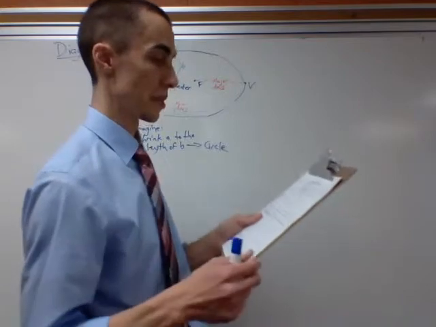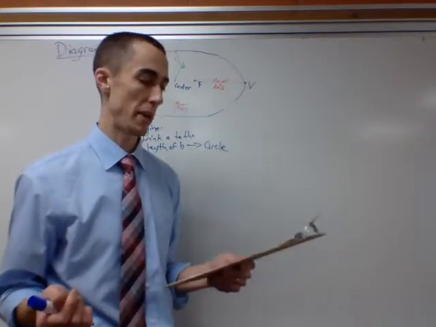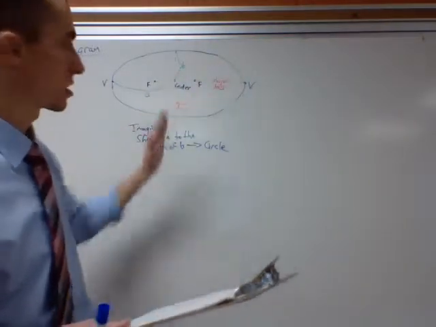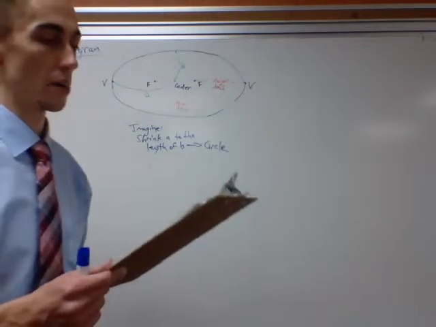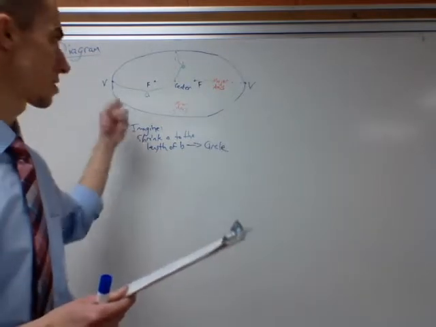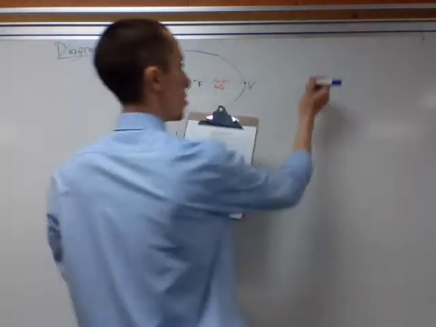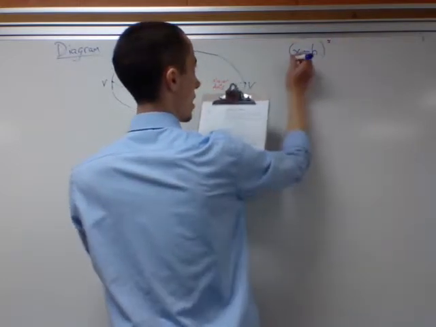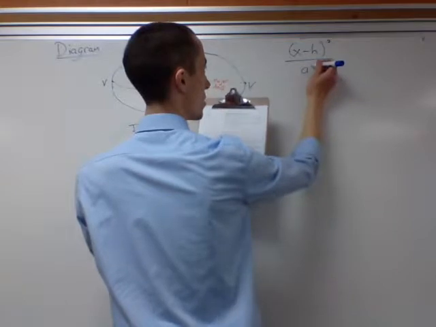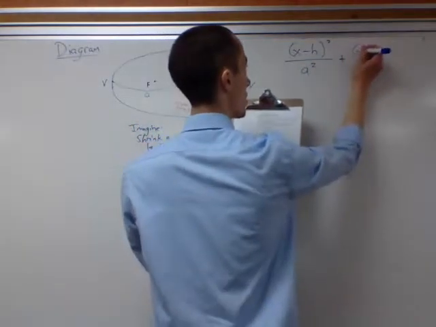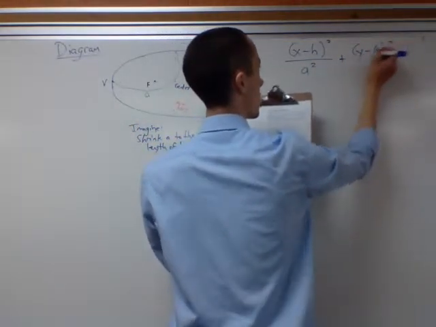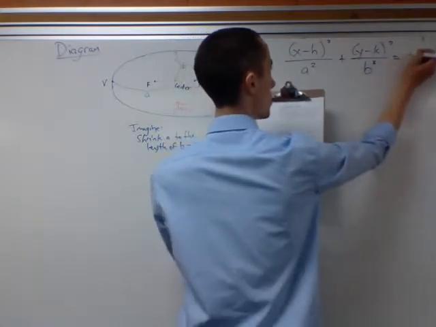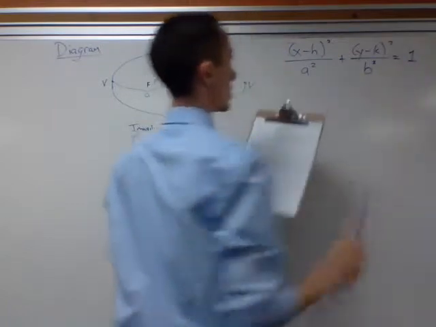So the equation for an ellipse is going to change depending on whether this major axis is horizontal, one side to side, or whether it goes up and down. For a horizontal major axis, like this one, we would use the formula x minus h squared over a squared plus y minus k squared over b squared equals the number 1.